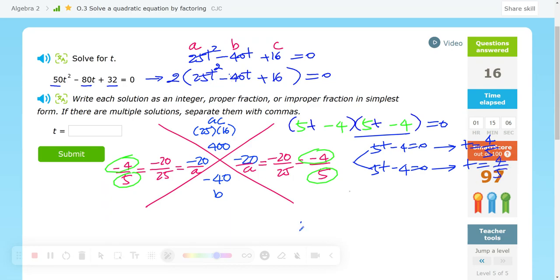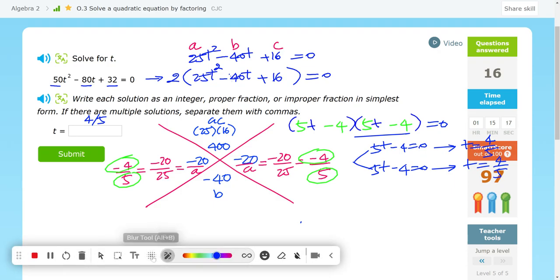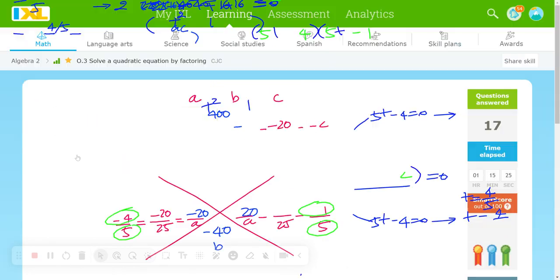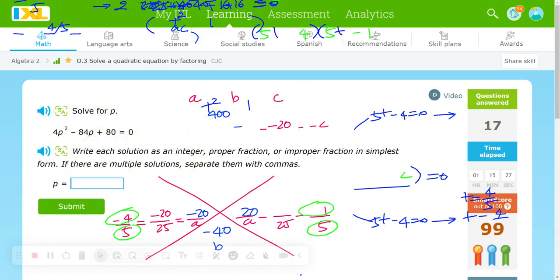If you have two identical solutions, in the answer box you only put one of them. Put only one of them, and then you're done. We got it, you guys. 4 over 5. We call this one a double solution. Oh my God, is that brilliant?